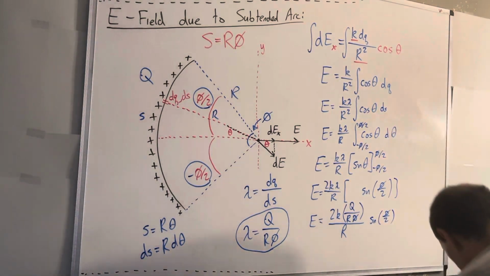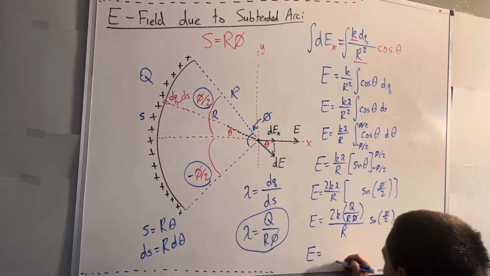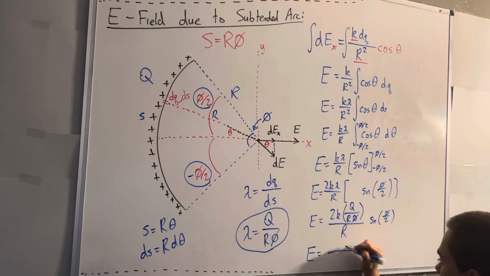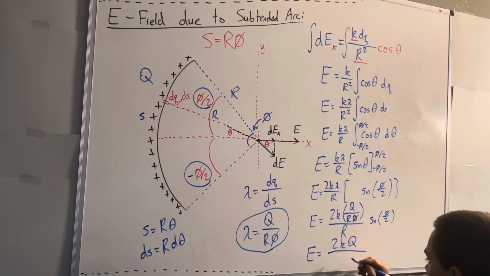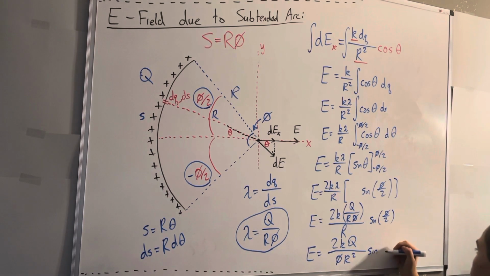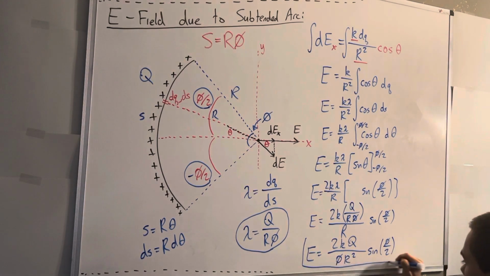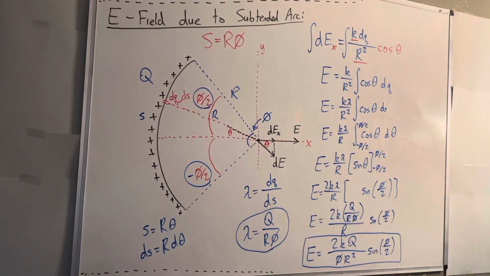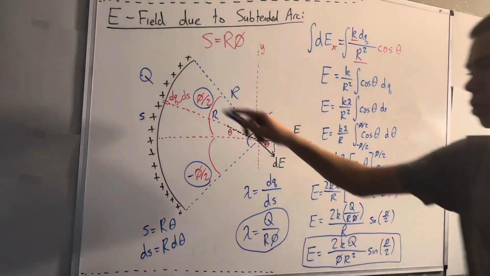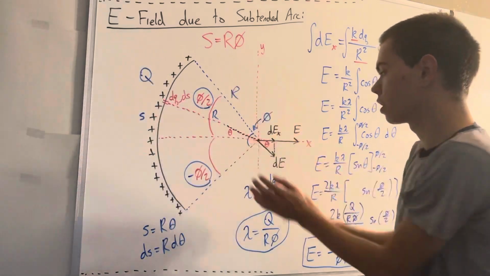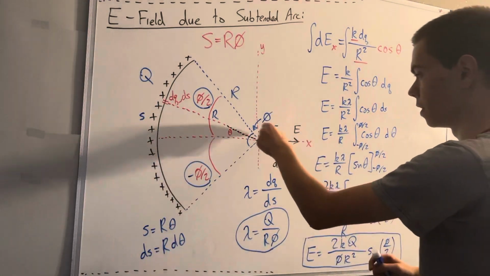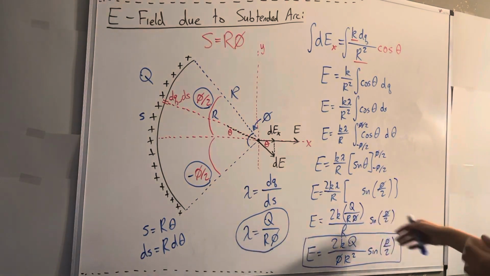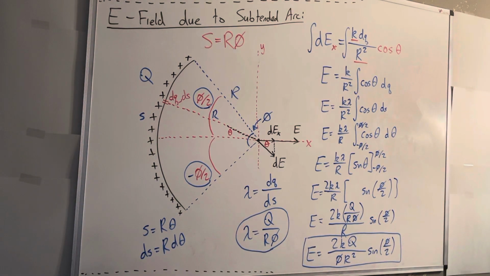And then we have just enough room to fit in our answer. The electric field is, simplifying this, 2kq over phi r squared times the sine of phi over 2. And there it is. This would be the electric field due to a subtended arc, in terms of the charge, radius, and angle of our arc. This is the electric field at the center of the arc. And yeah, that's pretty much the idea of where it comes from. That's pretty much it.